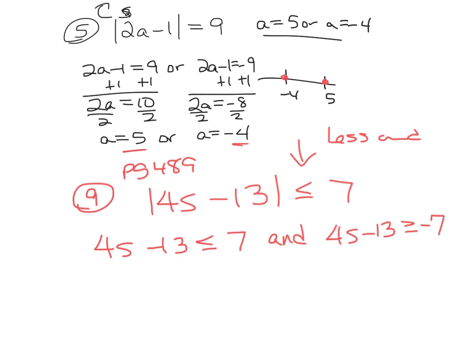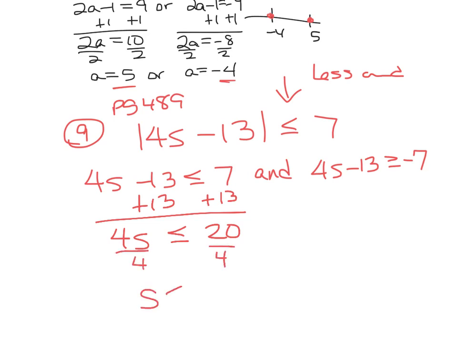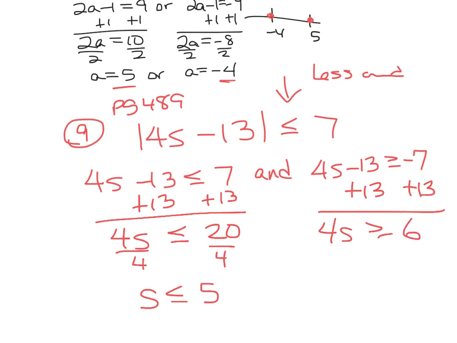So then now I can solve both of them individually. Add 13. 4s less than or equal to 20. Divide by 4, and s is less than or equal to 5. Do the same thing over here. 4s is greater than or equal to 6. Divide by 4. And s is greater than or equal to, and I'll simplify 6 over 4 to 3 over 2. You will include the word and on the line.